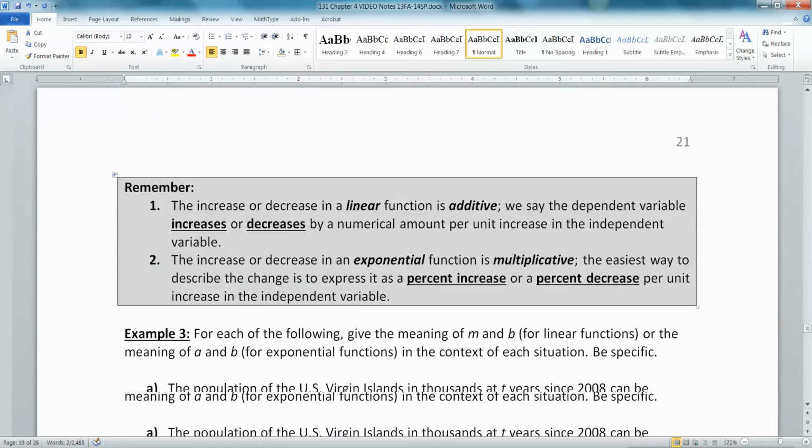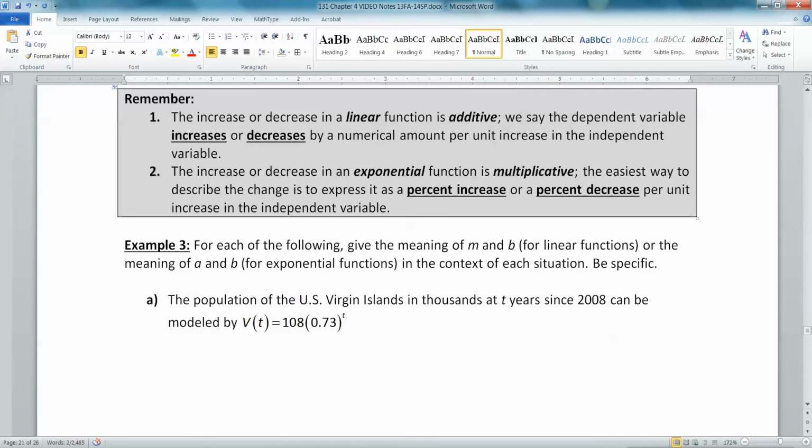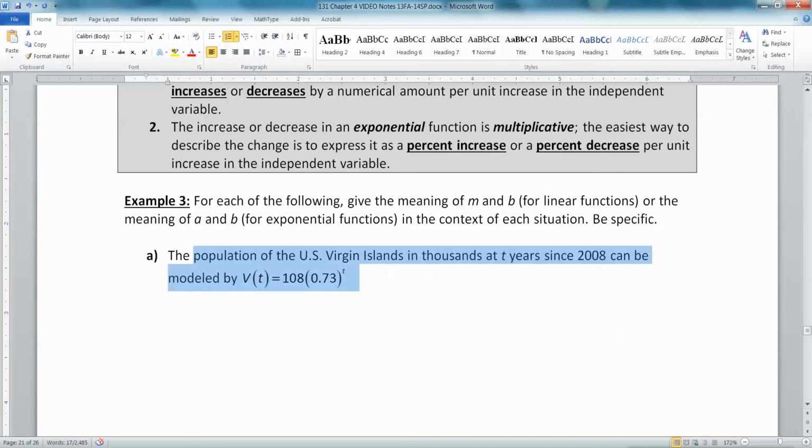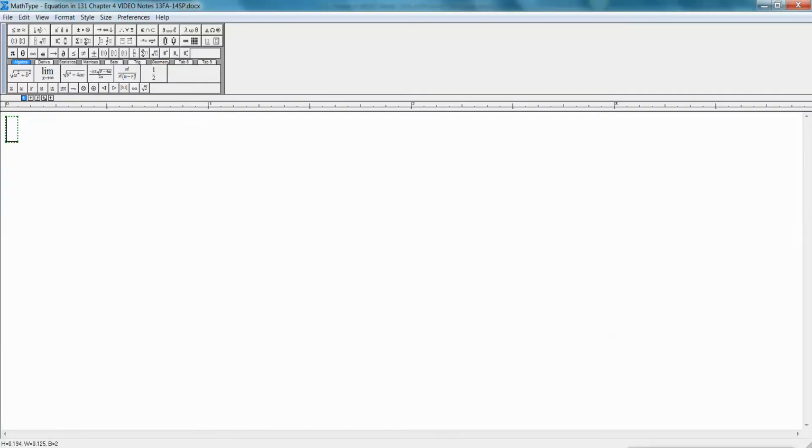Okay, so now let's see if we could do both of them together. So we have the population of the U.S. Virgin Islands in thousands at T years since 2008 can be modeled by this model right here. And we are going to explain either the meaning of m and b for a linear function or a and b for an exponential function. Well, this is obviously an exponential function, so let's explain it. So we've got a equals 108, so we're going to explain that one first.